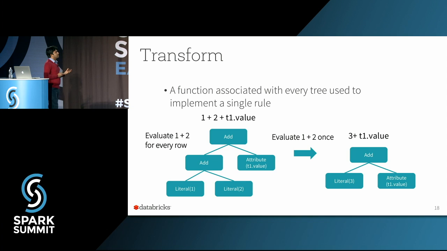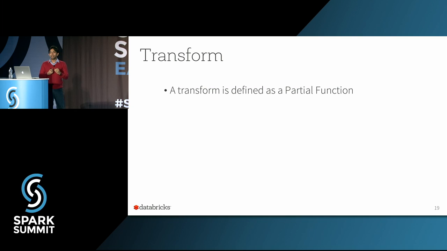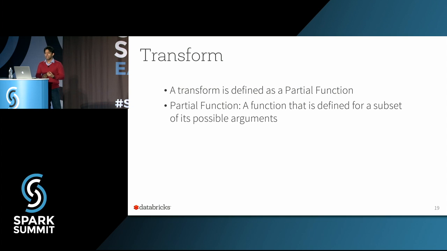So now how do we do this? How do we take this expression tree on the left and come up with this expression tree, 3 plus t1.value, on the right? In order to do this, we actually have a lot of transformations in the Catalyst code. And each of these transforms internally is defined as a partial function. Now, a partial function in Scala is essentially a function that's defined for a subset of its possible arguments.